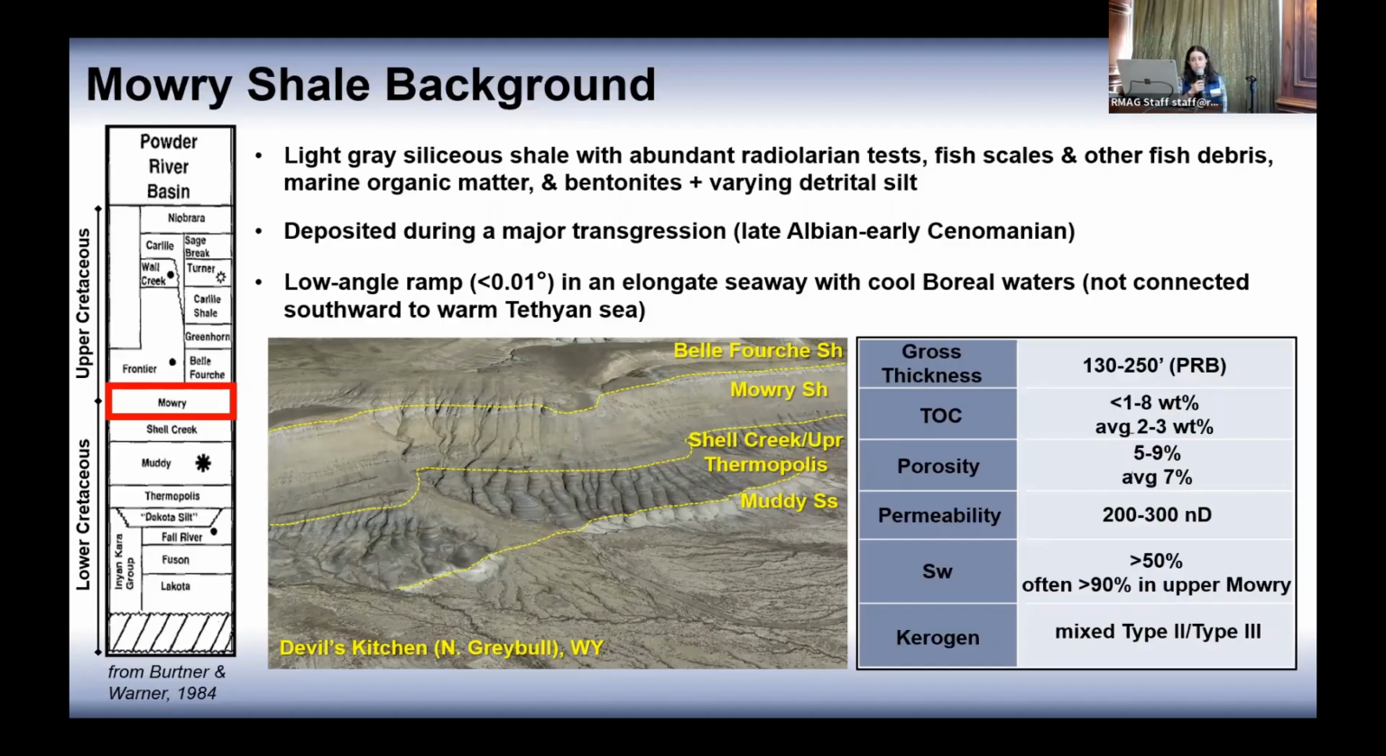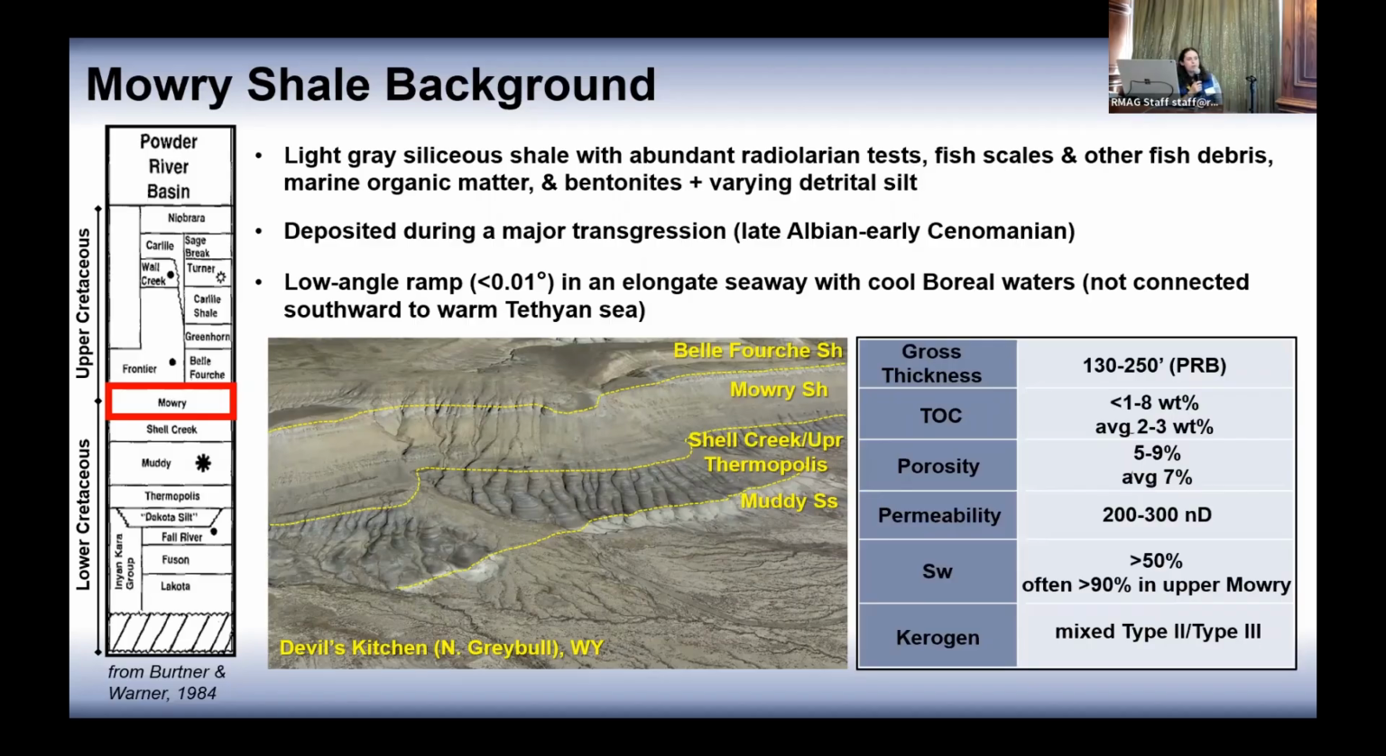In terms of water saturation, the Mowry is about 50%, but the upper portion of the Mowry tends to be even wetter and can exceed 90% in some places. And kerogen, it's mixed type 2, type 3, predominantly a type 2 in the Powder, but as you move into places like the Bighorn, you get more of that type 3 influence with more plant material. So those components I mentioned.